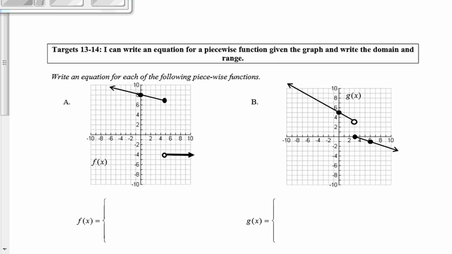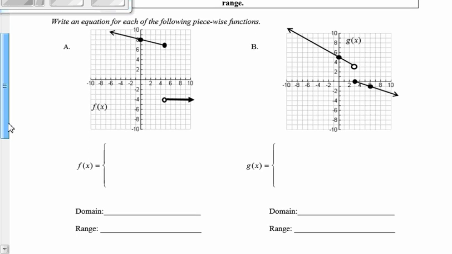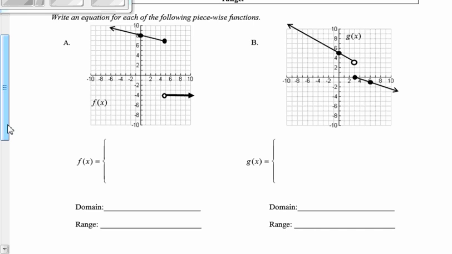All right, our last 2 targets, they get paired up here. So we're writing the equation of a piecewise function. Starting with A. So we have 2 parts here. It doesn't matter the order in which you number those, 1 or 2, or even if you number them. We're going to write the equation of a line, so we need to know 2 pieces of information. We need to know what the slope is, and we need to know what the y-intercept is.